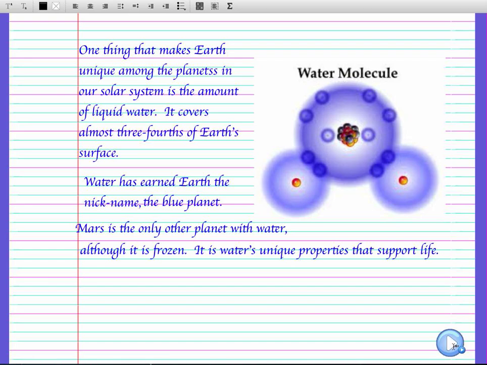Now, let's go on to the main hardcore stuff that we need to be focusing on. One thing that makes the Earth completely unique among the other planets in our solar system is the amount of liquid water. It covers about 75% of the Earth's surface. Water has actually given the Earth the nickname of the blue planet or the blue marble. Mars is the only other planet that has water, but it's frozen. And although life could be found on Mars, it hasn't been found in higher living organisms. It's water's unique properties that support life.